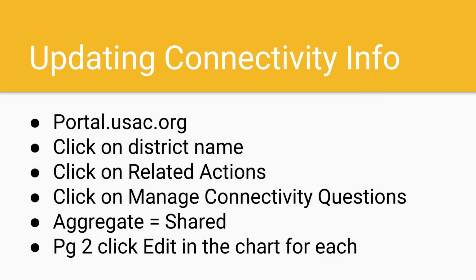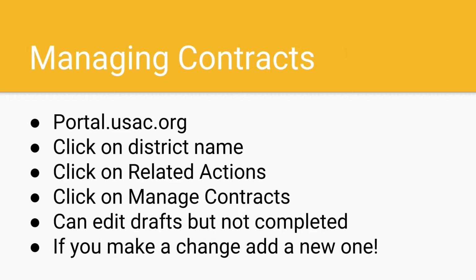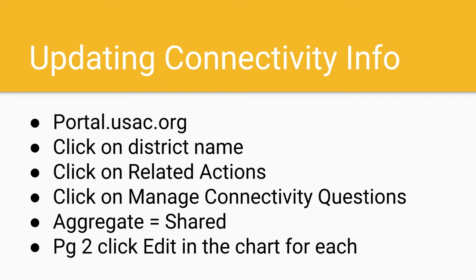Okay, the next thing we're going to do is update our connectivity information and also manage our contracts. Both are in the same place of the portal. You'll note the first three are the same. So portal.usac.org, click on the district name, click related actions. Those are the same on both.